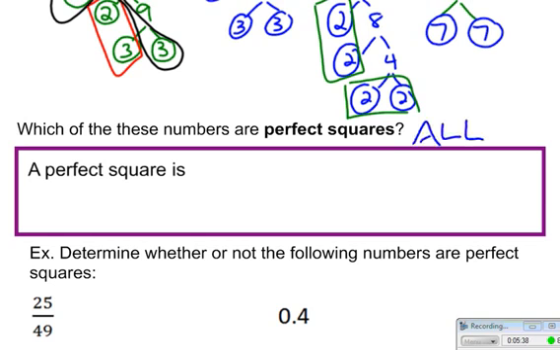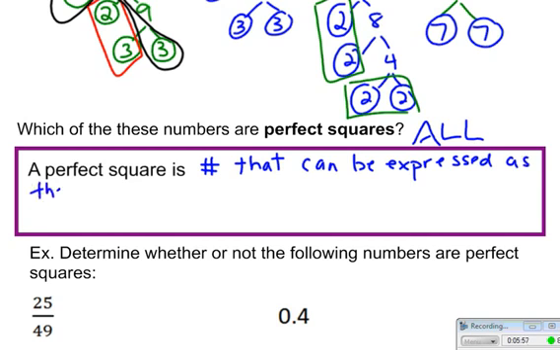So hopefully you remember that a perfect square is a number that can be expressed as the product.